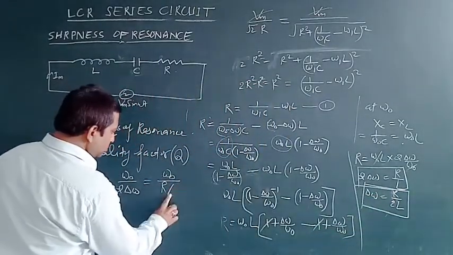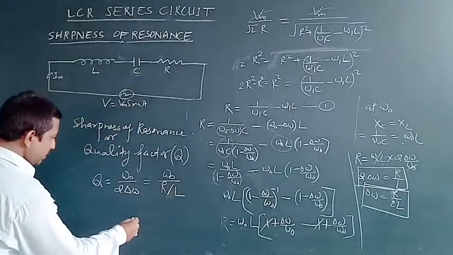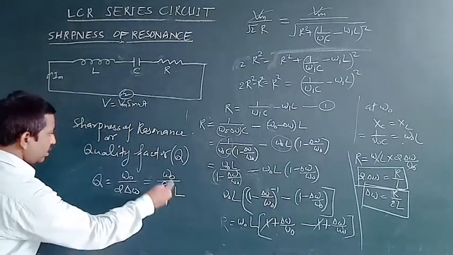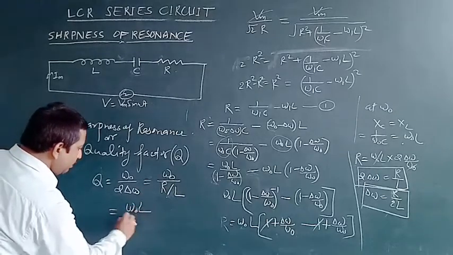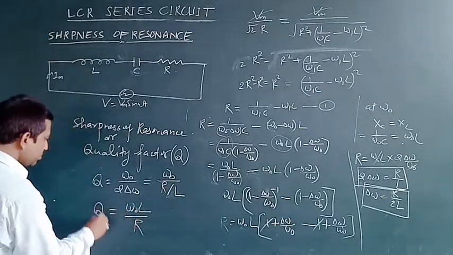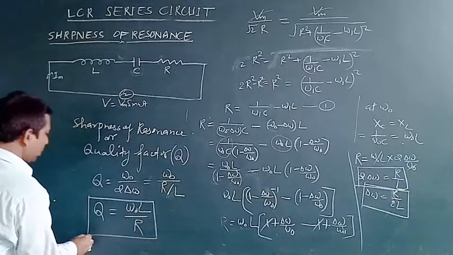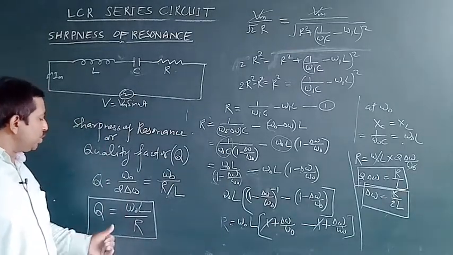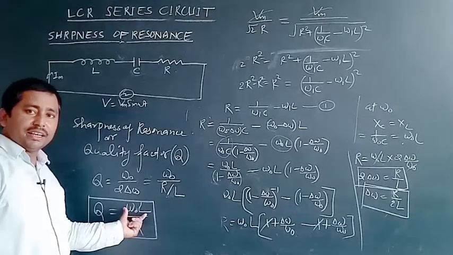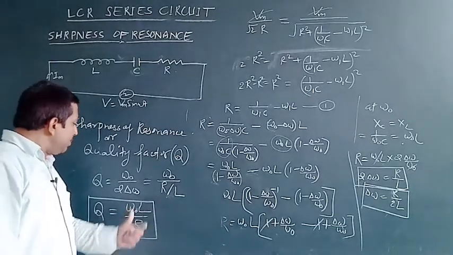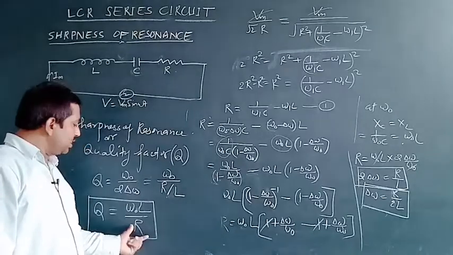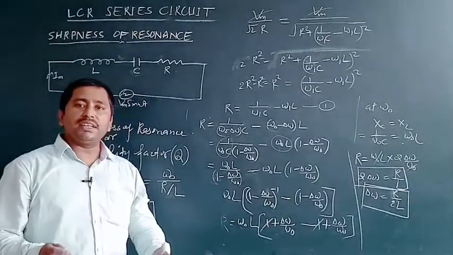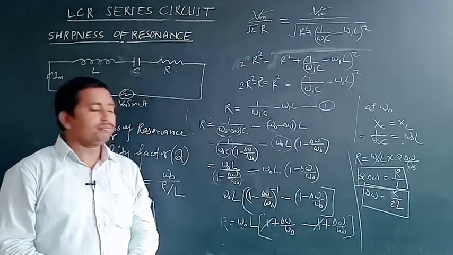So this becomes equal to omega naught L by R. Okay, so we can easily get the formula for the sharpness of resonance. As we are seeing, the unit of omega naught L, that is XL at resonance, is the same as that of the unit of resistance. So we can say that sharpness of resonance is a dimensionless physical quantity.